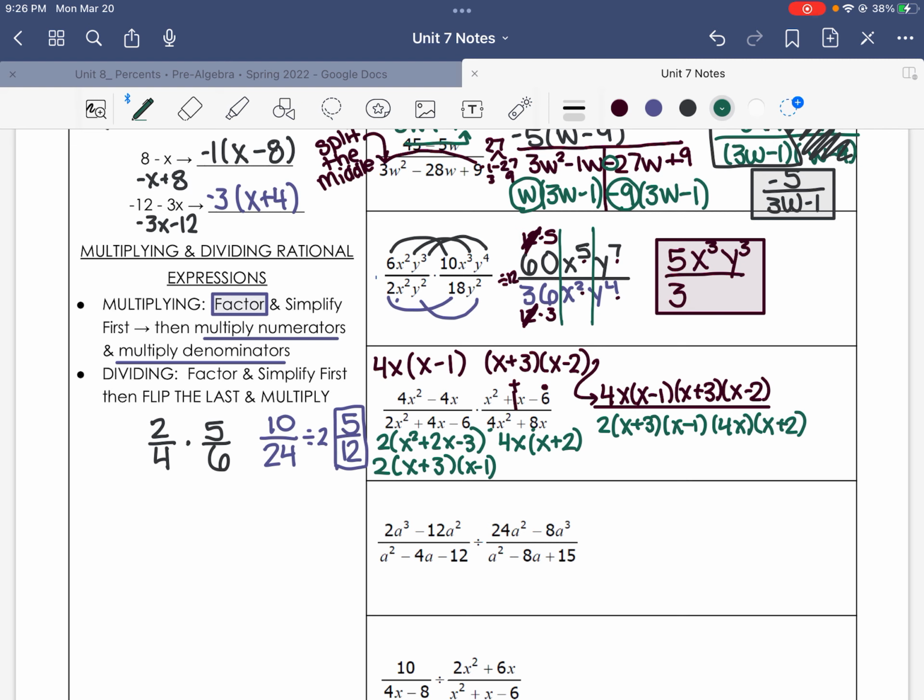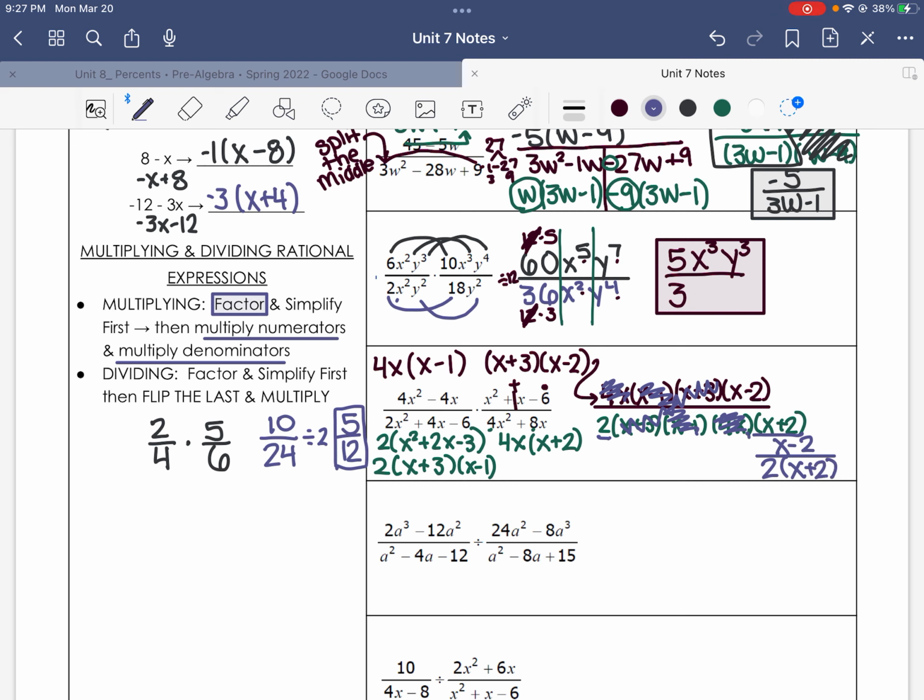And now I've got everything factored and put together in one fraction. Cancel anything that's on top and bottom. I see an x minus 1 on top and bottom. I see an x plus 3 on top and bottom. I see 4x on top and bottom. And that's it. The 2's are close, but one of them is minus 2 and the other one's plus 2. So I have x minus 2 left on top and 2 times x plus 2 on the bottom.